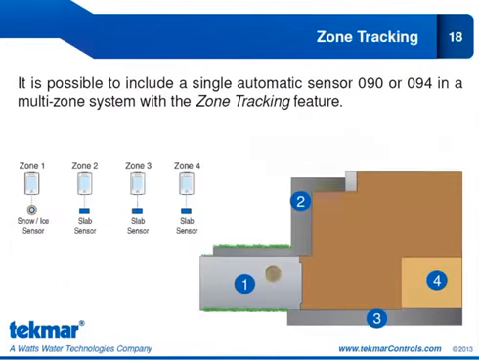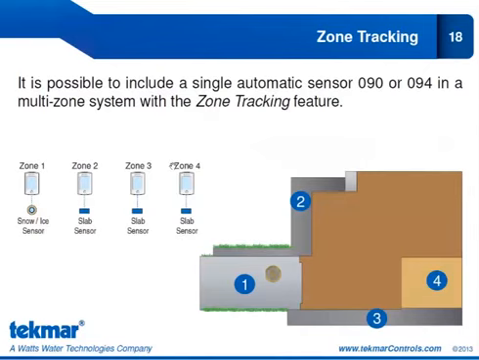What's nice about the 654 is it gives you the option of installing a single snow ice sensor 090 or 094. So here I've shown the 090 or 094 installed in the driveway, so it's in zone 1. This is giving me my automatic operation. Now, I don't want to install snow ice sensors in the remaining zones, maybe because of the cost factor of adding 3 additional snow ice sensors. So I can just use the 1 in zone 1 and use slab sensors in the remaining 3 zones.